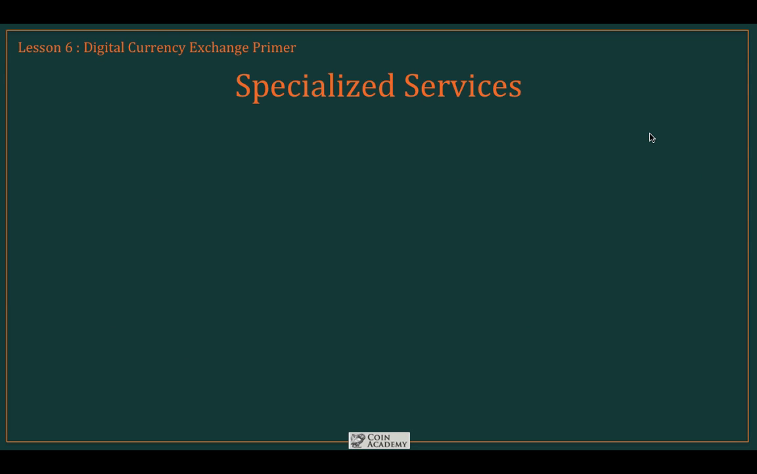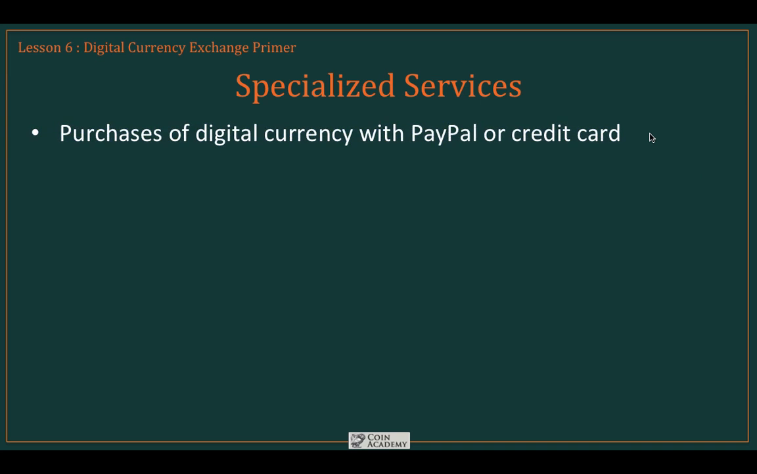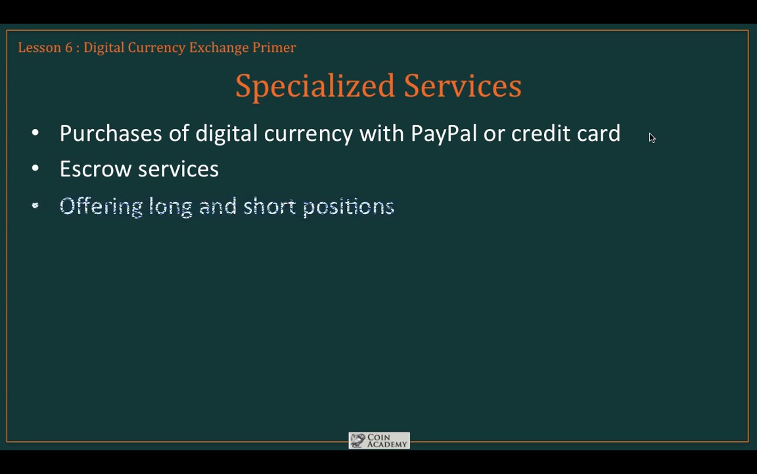Additionally, some exchanges offer more specialized services similar to what you would find with a traditional stockbroker. They would allow purchase of digital currency with PayPal or credit card. They would also provide escrow services, and they will offer long and short positions and put and call options, allowing you to speculate on whether the market is going to rise and fall and to what extent.